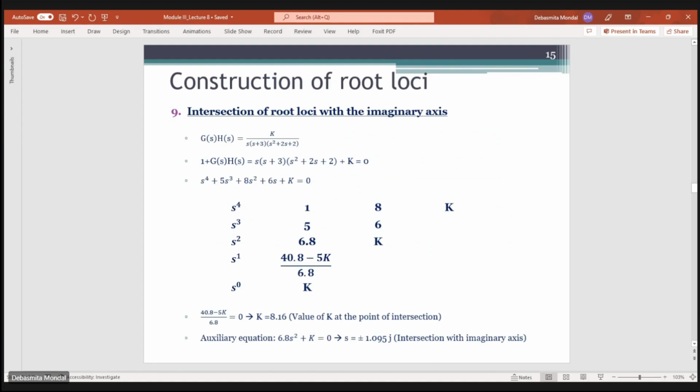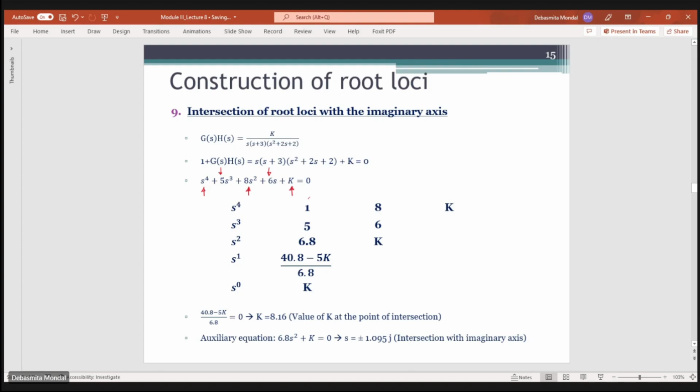Okay, so now let's say that you have an open loop transfer function like this. So 1 plus G(s)H(s) will be equal to this, and you have this characteristic polynomial. From this characteristic polynomial, you can form the Routh table. So this is the Routh array that we have. The odd terms 1, 8 and k will come in the first row, and then the even terms 5 and 6 will come in the second row. Then correspondingly you fill up the Routh array.